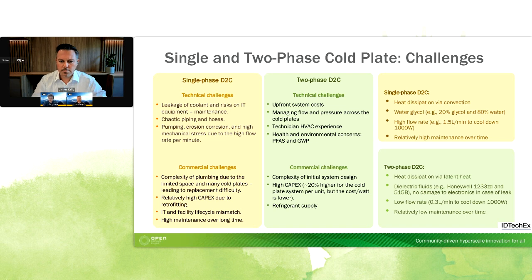And then in terms of commercial challenges, there is the complexity of the initial system design and high capital cost. The capital cost of two-phase D2C is typically 20% higher in comparison with single-phase D2C. And also the refrigerant supply and how to recycle the refrigerant is a challenge, and there is no industry standard, to my best knowledge, at the moment.